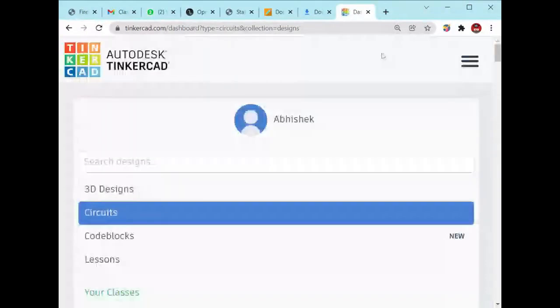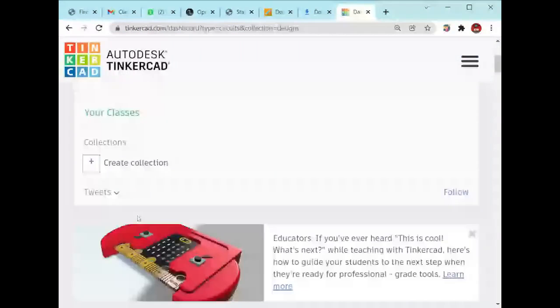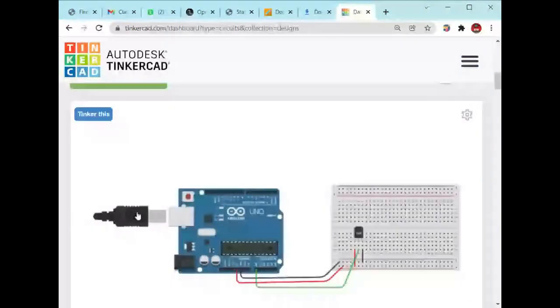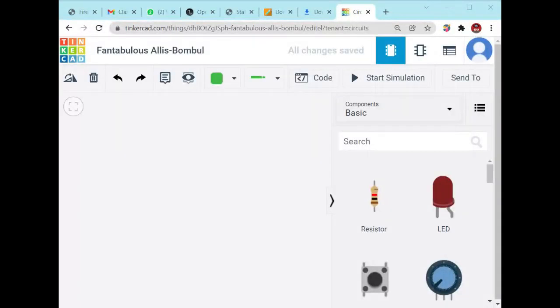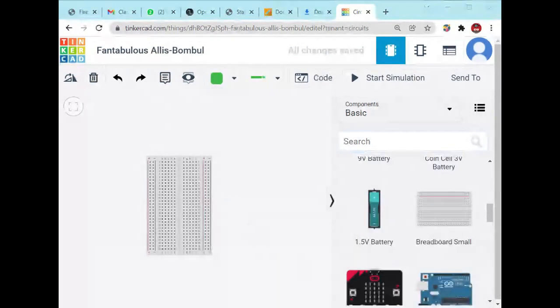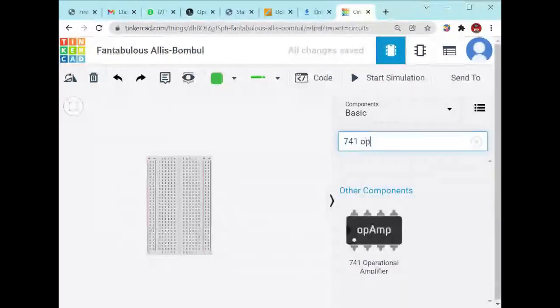You have to click on Circuits and then create a new circuit. First of all, you have to take the breadboard from the component list. Then you have to select the operational amplifier. You will see right here, this is the 741 operational amplifier. You can place this operational amplifier and rotate it.